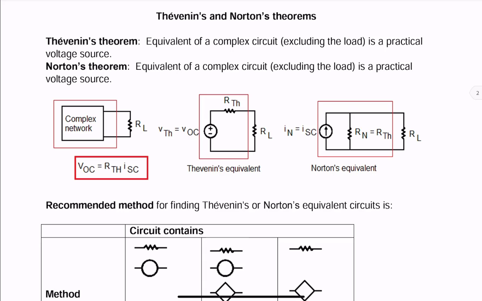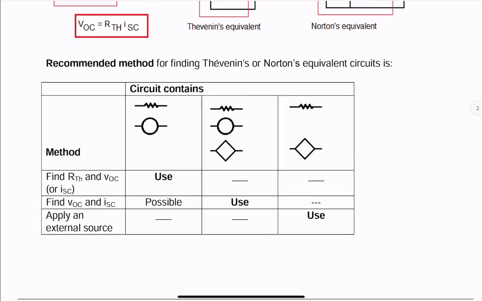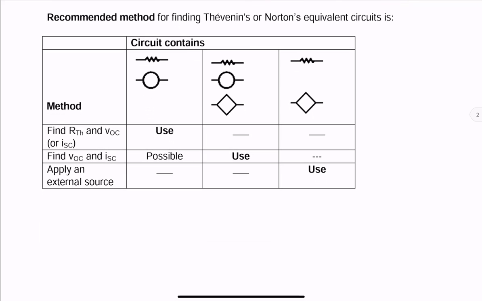From source transformation, we know V open circuit is Thevenin times I short circuit. The following table shows the recommended method for finding Thevenin's or Norton's equivalent circuit. Our first example, our first video, was the first case. So in this video, we want to look at the case where we have all three types of elements: resistors, independent sources, and dependent sources.